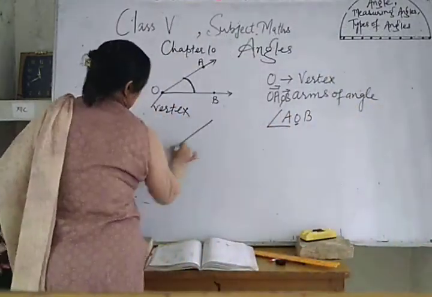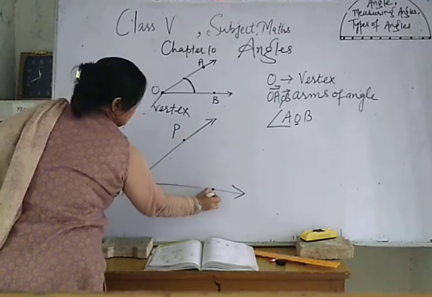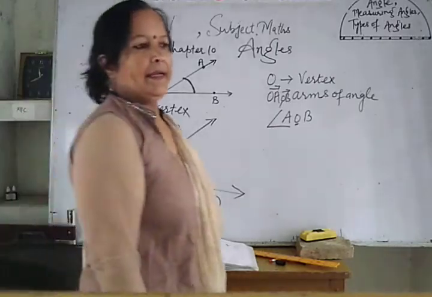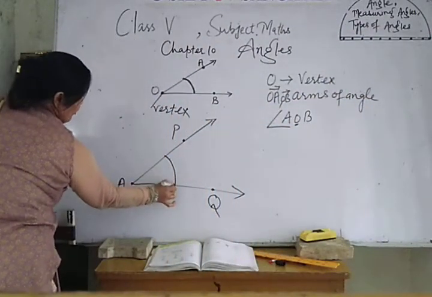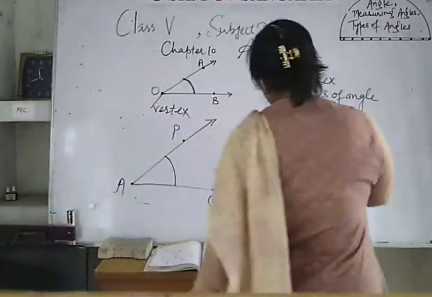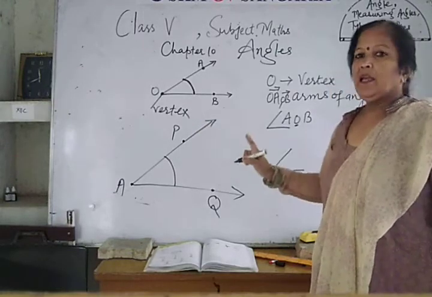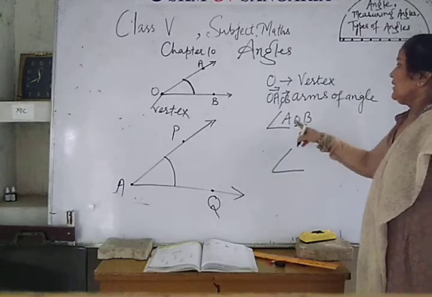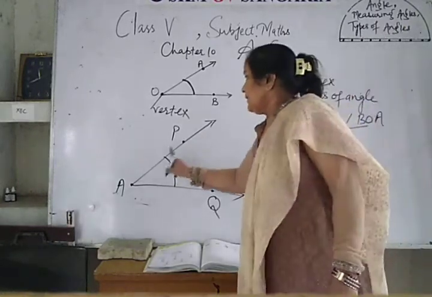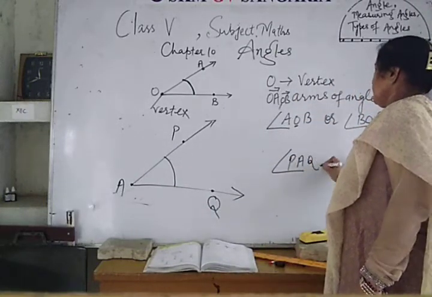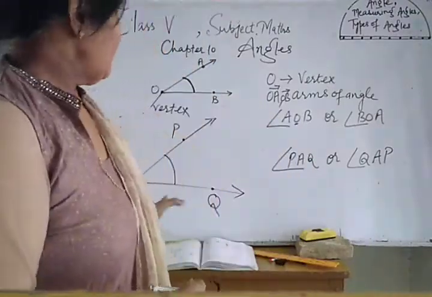Suppose I have written here, this is A, this is P and this is Q. So here AP and AQ are the arms of this angle, and the vertex is A. How will this be written? Angle PAQ or angle QAP. The vertex will be in the center. It can be written as angle AOB or angle BOA, and here angle PAQ or angle QAP. Okay, in this way we write an angle.